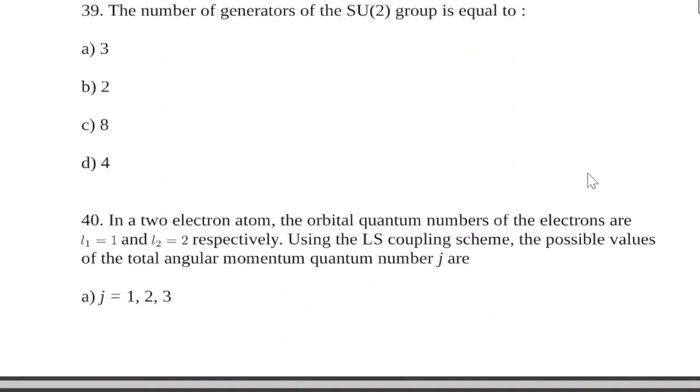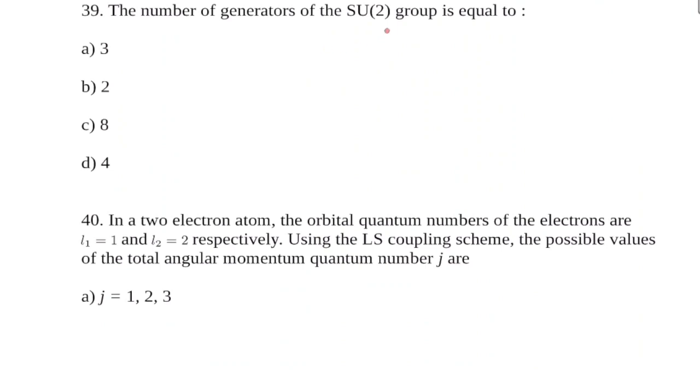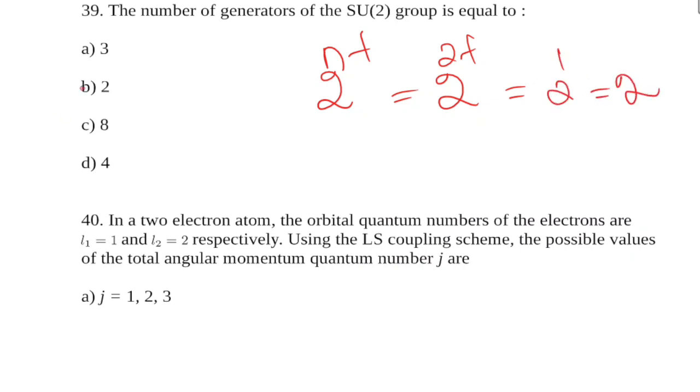Next, the number of generators of the SU(n) group is equal to n squared minus 1. Okay. So for SU(2) that will be 2 squared minus 1, so it will be 3. So your correct option is B.